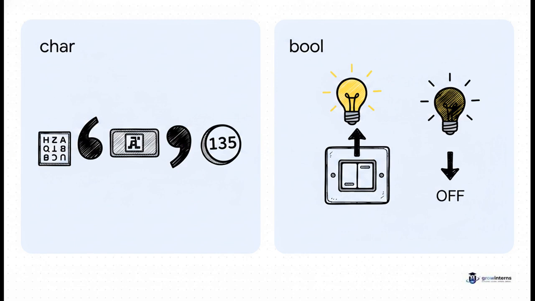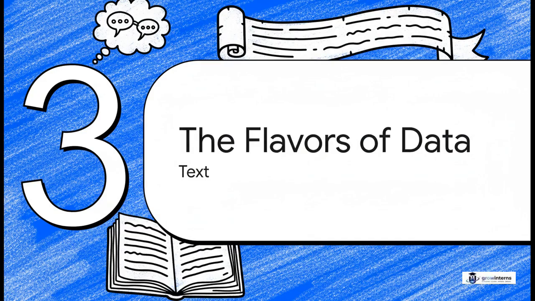Then we have the bool, short for Boolean. This one's even simpler. It has only two possible values, true or false. That's it. It's like a light switch, right? On or off. Perfect for things like, is the user logged in? True or false? Okay, so a char is great for one letter.